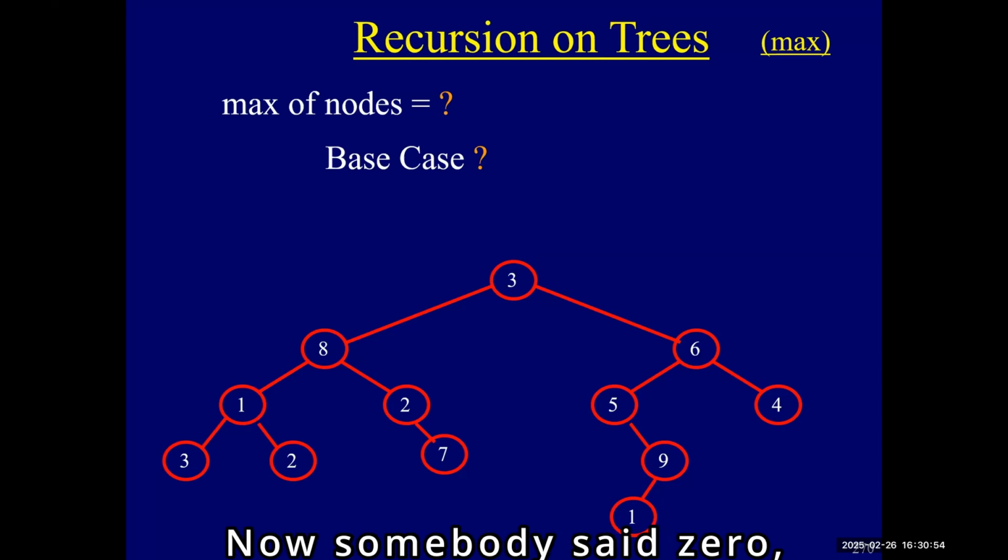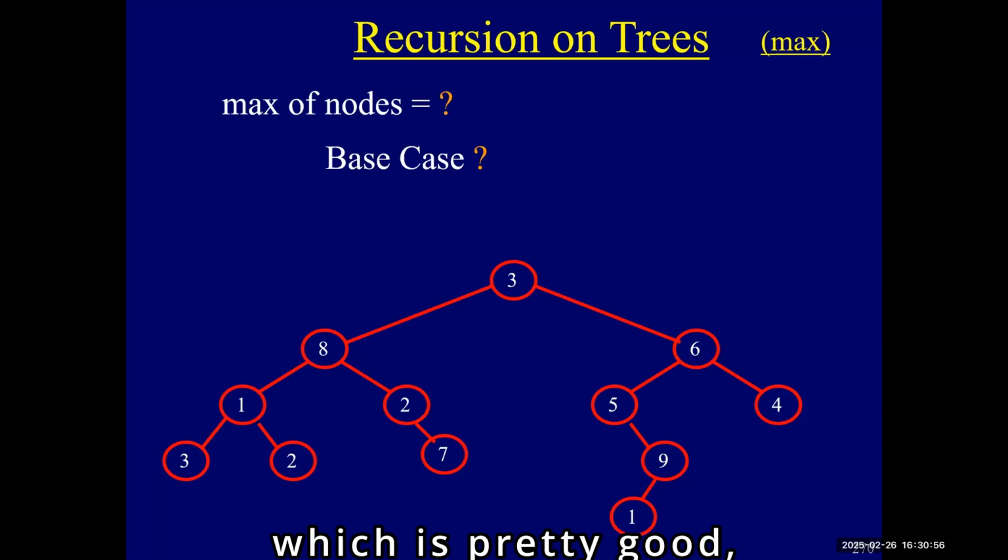Now, somebody said 0, which is pretty good. But what happens if this is minus 3? Then I kind of like minus infinity here. Now, I'm a theory person, so I write minus infinity. I don't know what you do in Java. Everybody good with that? In fact, if you didn't quite get it, what's the maximum of minus 3 and negative infinity? The maximum is minus 3, which is kind of what you want.